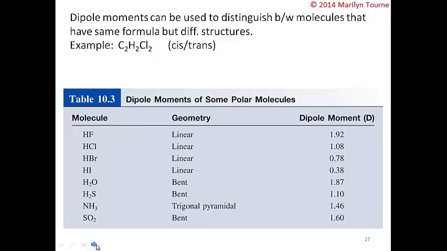So this is a table in your book. It's table 10.3, and of course it shows that the dipole moments can be used to distinguish between molecules that have the same formula but different structures, which is sort of what I just showed you with the 2 examples previously. You can take a look at those and study them and make sure you understand them.